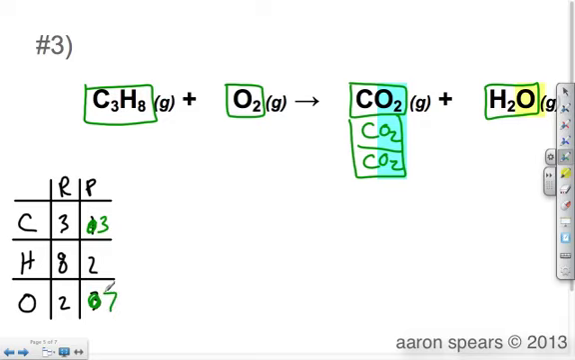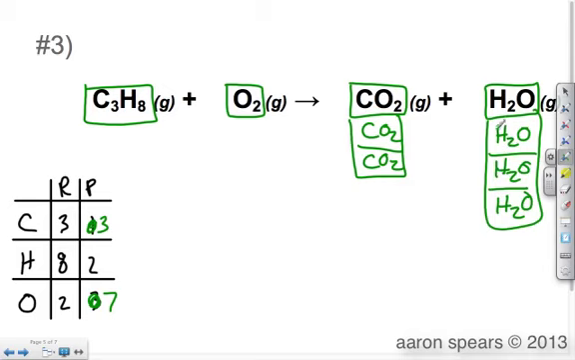Next, I want to balance the hydrogen atoms. There are 6 more hydrogen atoms on the reactant side than on the product side. Looking at the product side, there's only 1 box that contains hydrogen atoms, and that is a water box. In 1 water box, there are 2 hydrogen atoms. So in order to get 6, I just simply need to add 3 more boxes of water.